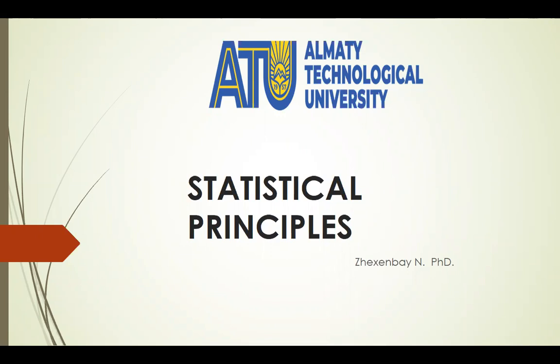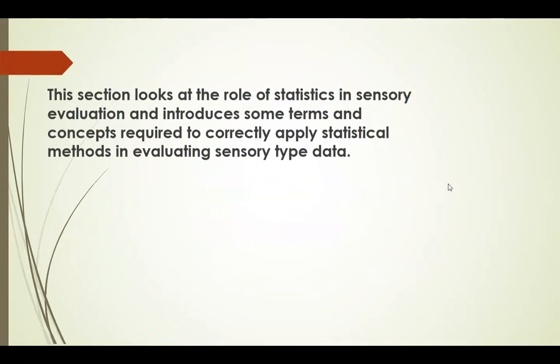This section looks at the role of statistics in sensory evaluation and introduces some terms and concepts required to correctly apply statistical methods in evaluating sensory type data.